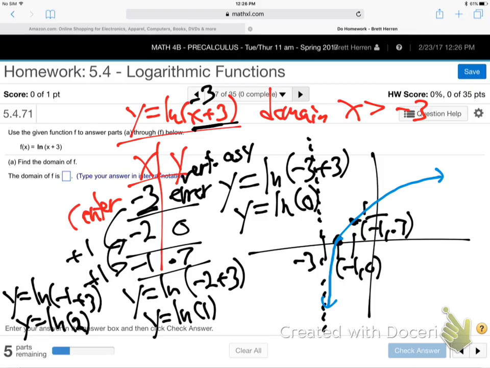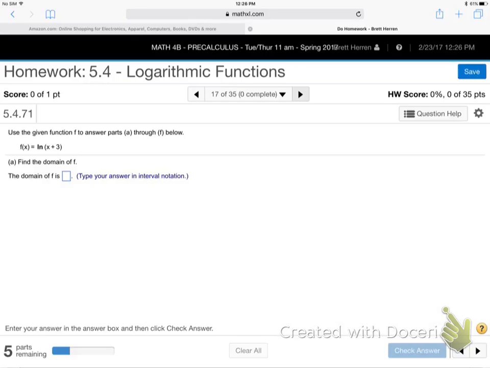We've graphed it. Everybody got that part down? Because there's more to this question. These are super long, super valuable for your growth in all these functions. They're now going to ask us to find the inverse of this.